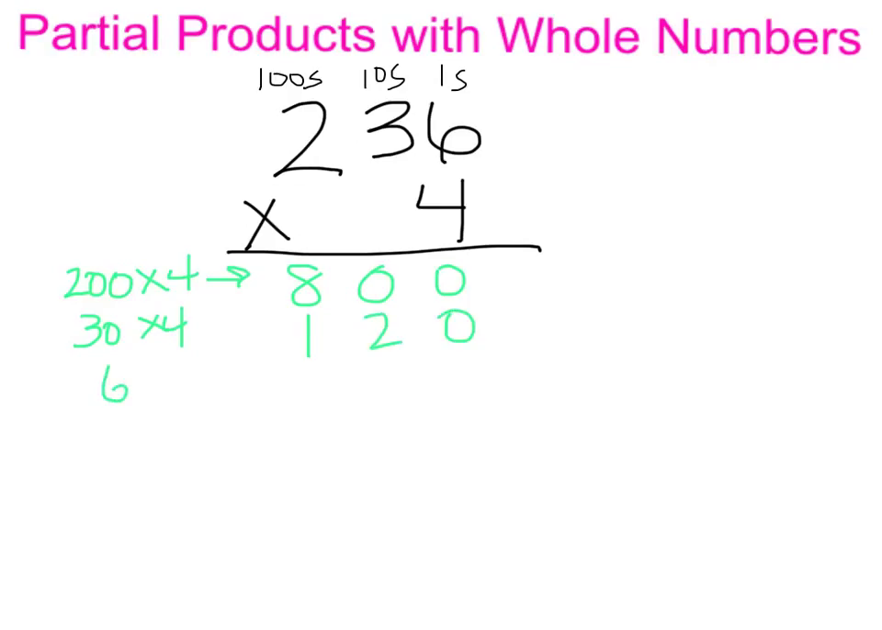And finally, I'm going to think about 6 times 4. 6 times 4 is equal to 24. The final step in this process is simply to add these numbers together. I have 0 plus 0 plus 4 in my ones column, which equals 4. I have 0 plus 2 plus 2 in my tens column, which also equals 4. And I have 8 plus 1 in my hundreds column, which equals 9, leaving me with an answer of 944.